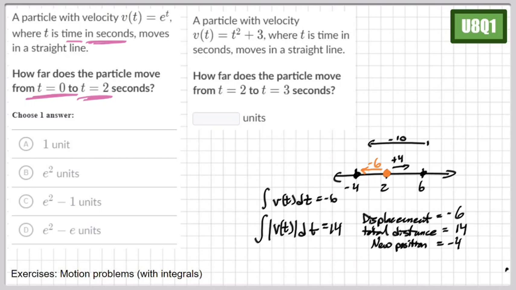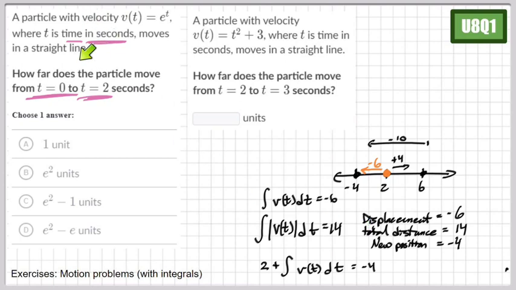If you wanted to find the new position, then you would have 2 plus the displacement, because the displacement kind of shortcuts it. It doesn't do all the extra stuff. Displacement would be the negative 6, so this one right here would equal negative 4. But that's how all these work. So we have displacement, total distance, and new position.